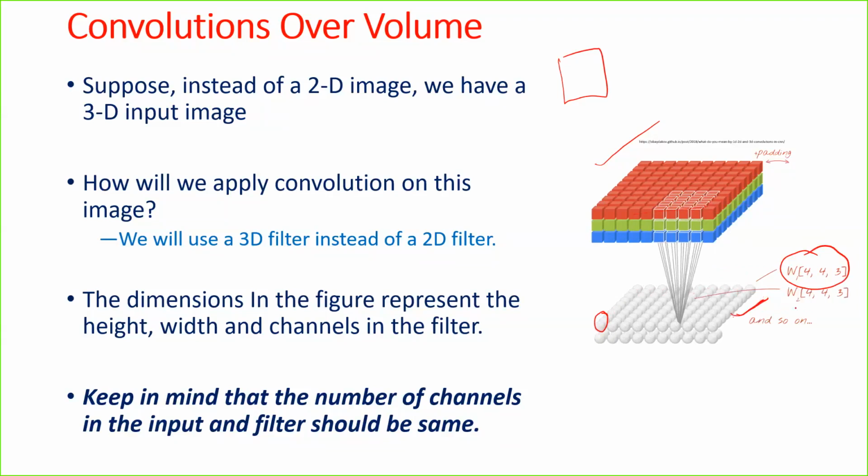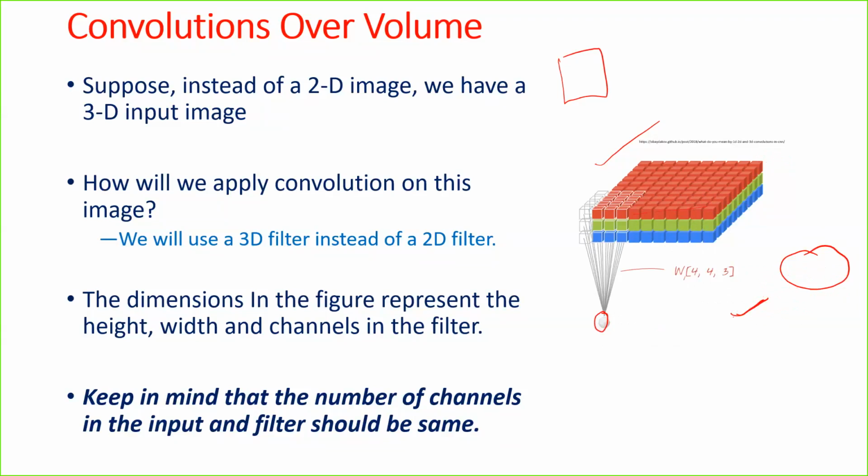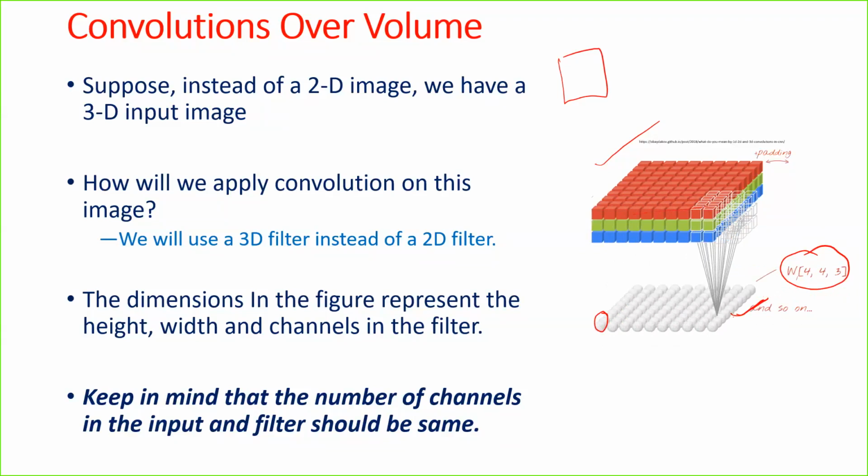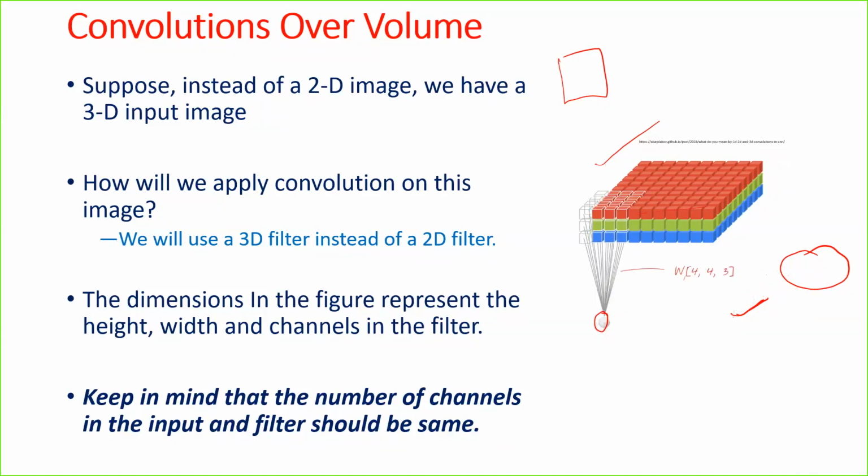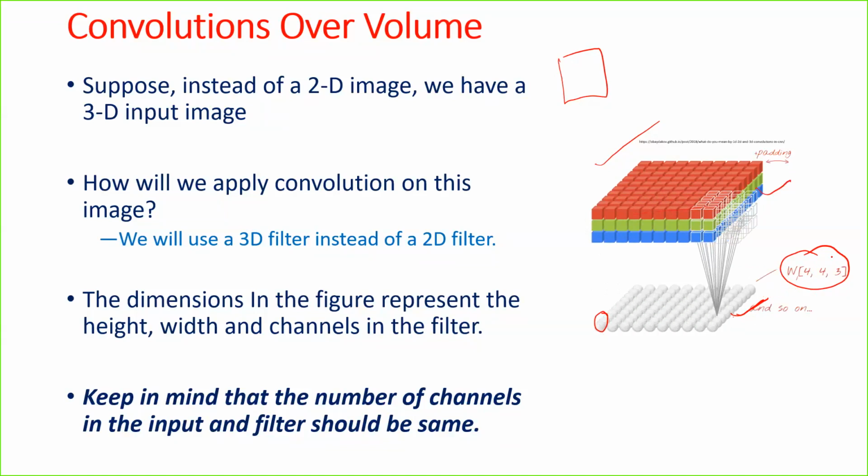If you apply multiple filters, you will get multiple channels in the output image. It means the number of channels that you are getting in the output image is equivalent to the number of filters that you are applying on the input image. And please remember that the number of channels in the input image and the number of channels in the filter must be the same. So we'll see an example, then it will be more clear to you.